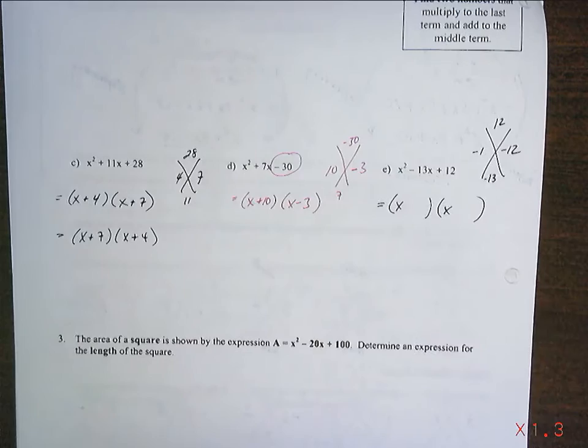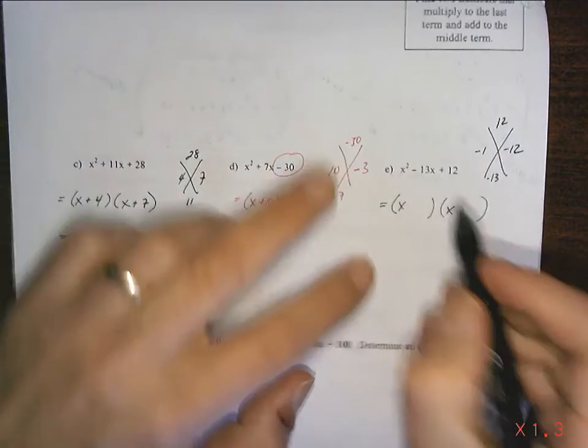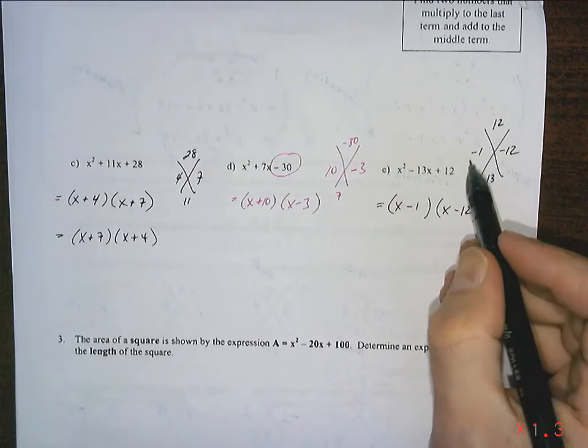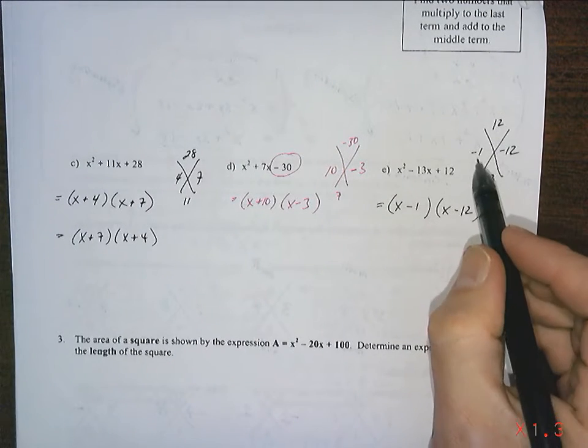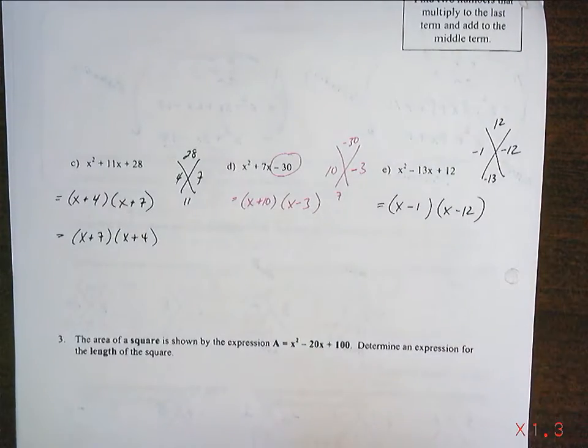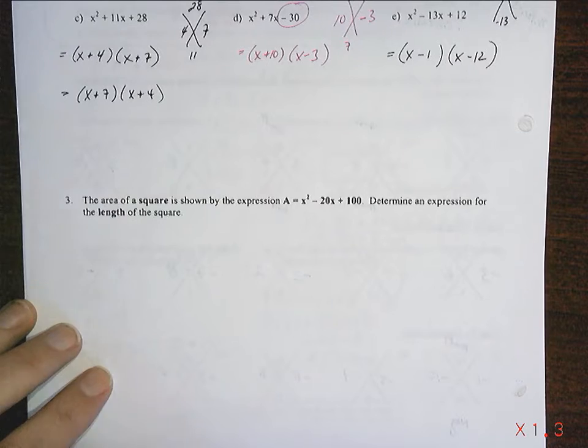It might take you a little bit longer to get those numbers, but that's fine. You'll put a negative 1 in here and a negative 12 in there. Check it. Negative 1 times negative 12 is positive 12. Negative 1 plus negative 12 is negative 13. It works.